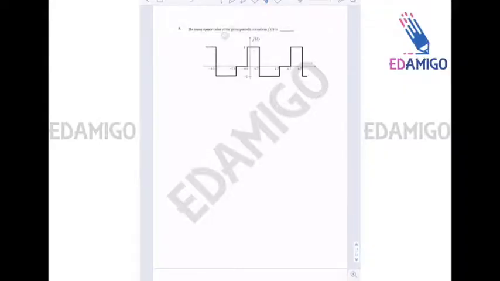So let's solve another question. This is a very simple question. We have to find the mean square value. The mean square value simply means the area under the squared function divided by the time period. Okay.